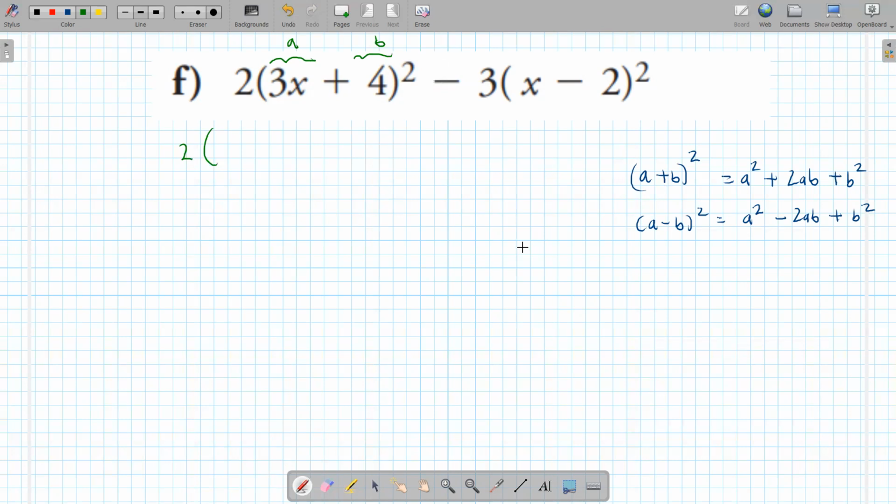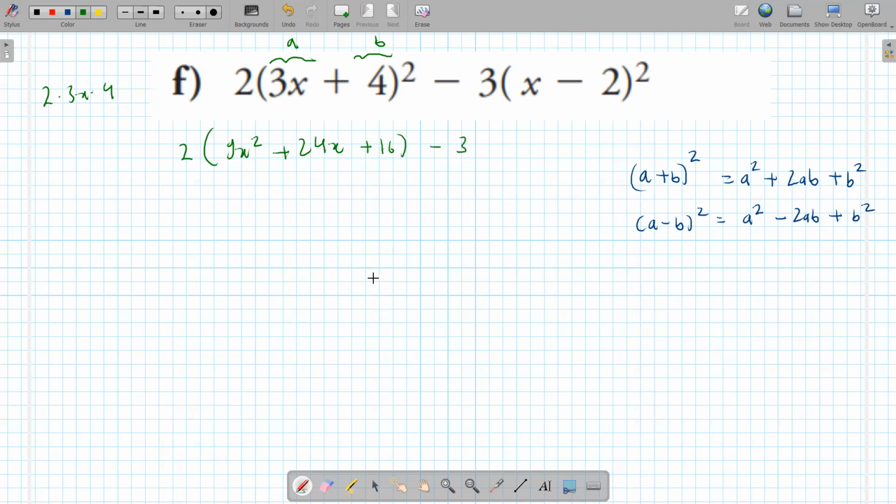In other words, 3x squared is, what's 3x times 3x? 9x squared. That'll be your first term. The next term is going to be, because this is a plus, this will be a plus. The next term will be 2 times 3x times 4. What is that? 2ab. What does that simplify to? 24x. Yeah, 24x. What's the last term? It's just b squared. 16.